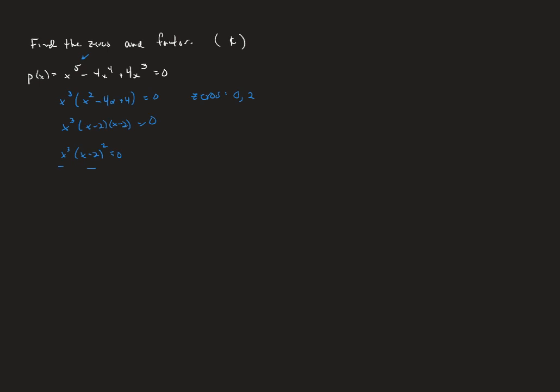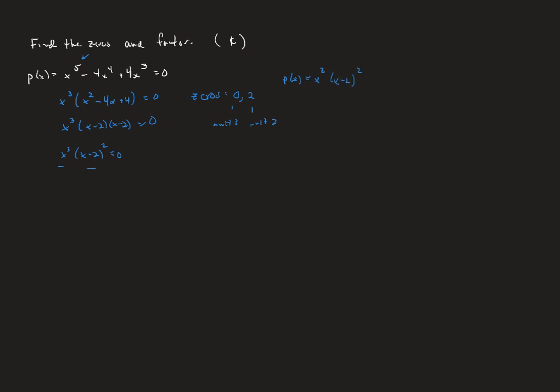We know that 0 is going to have multiplicity 3, and that 2 is going to have multiplicity 2. The factorization then is going to be just what we did there. P of x is going to be x cubed times x minus 2 squared.